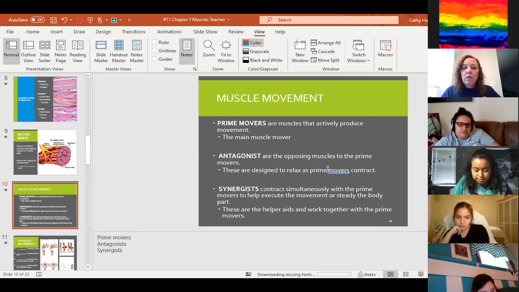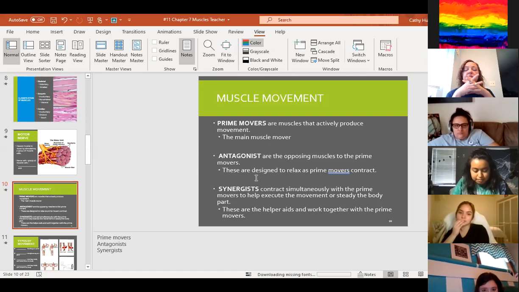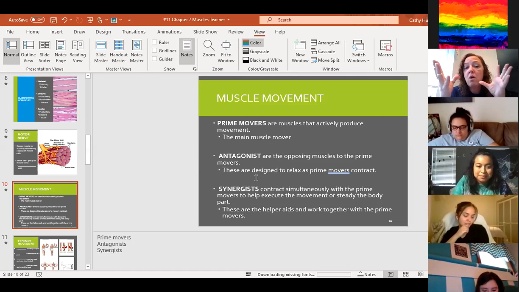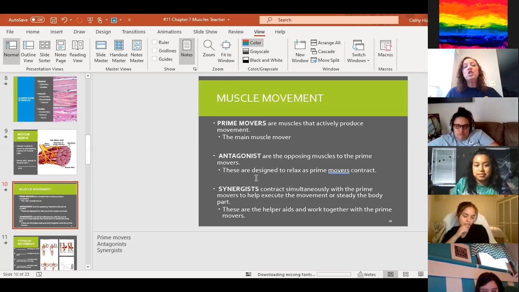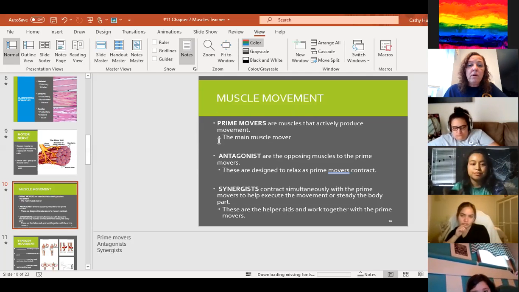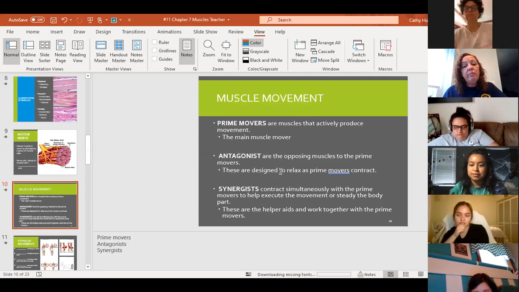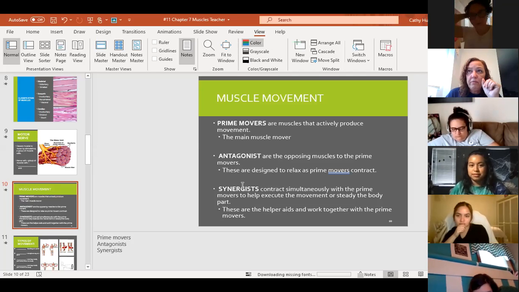These are designed to relax as the mover contracts. And then as these contract, the mover will relax. We're moving opposite. We're antagonizing a movement. Synergist, however, means to work together. Synergy means to work together. And so these synergists are going to work with my hero, with my prime movie star, and these are going to be little helper muscles that will help to stabilize a movement, help to strengthen a movement. So this is just terminology stating who are we talking about? Are we talking about the main guy, the main mover? Are we talking about a muscle that's going to help to undo a movement? Or are we talking about a muscle that's going to help to strengthen or stabilize a movement?